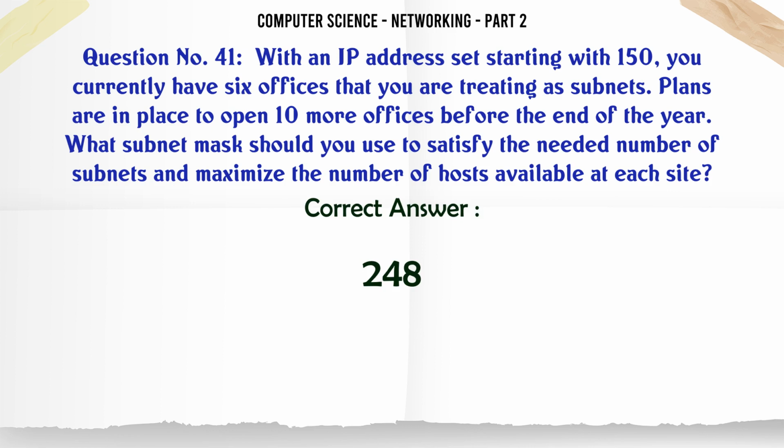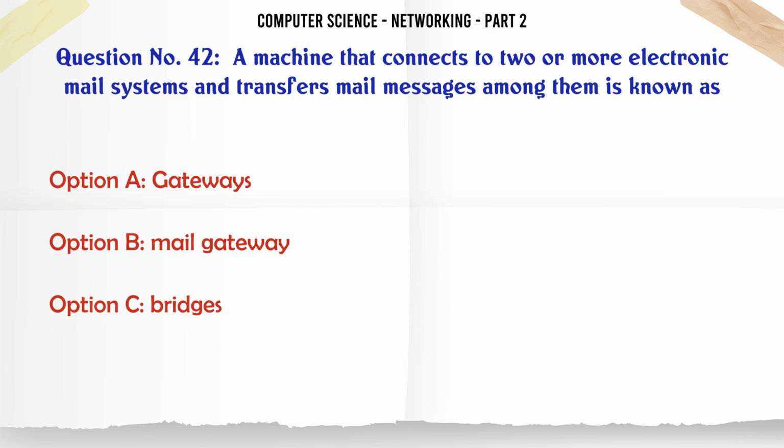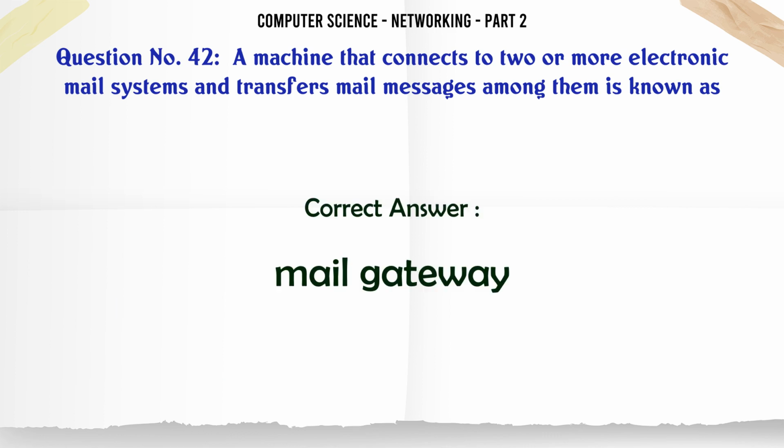A machine that connects to 2 or more electronic mail systems and transfers mail messages among them is known as A. Gateways. B. Mail gateway. C. Bridges. D. User agent. The correct answer is mail gateway.